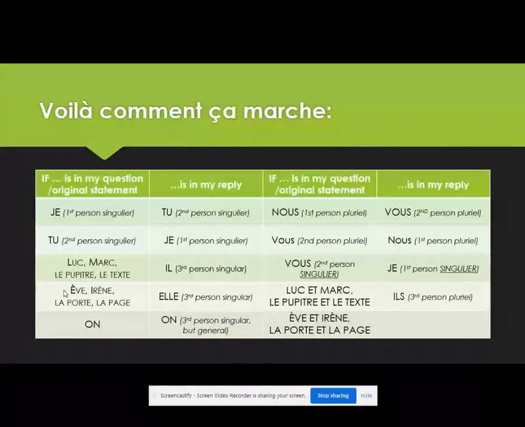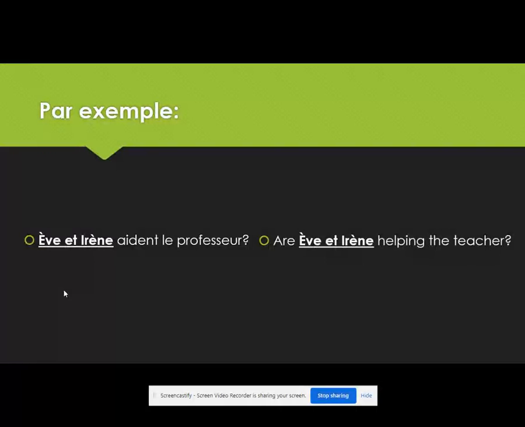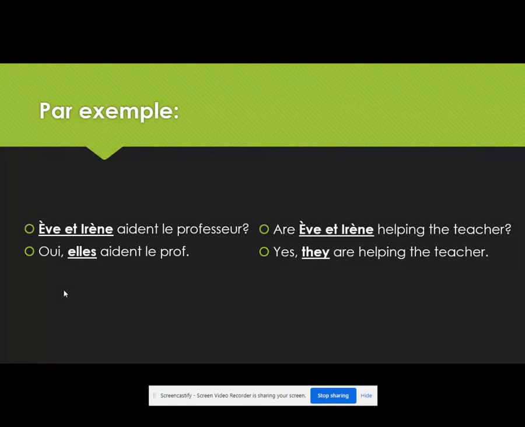And finally, if we put Eve et Irène together, two girls, or two feminine things like la porte et la page, we will answer with elles, the feminine they. Eve et Irène aident le professeur. Are Eve and Irène helping the teacher? Oui, elles aident le prof. Yes, they are helping the teacher.